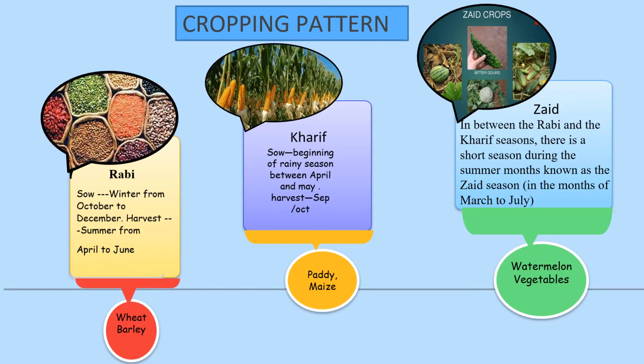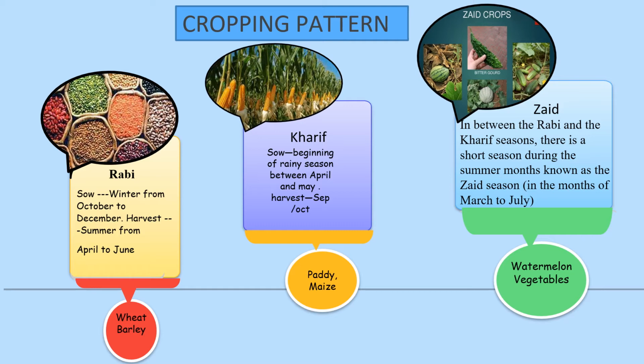Now let's look into the three crop seasons of India. They are Rabi, Kharif and Zaid. Rabi crops are sown in the winter season, that is from October to December, and harvested in the summer, that is from April to June. Rabi crops include wheat, barley, grains and oilseed.